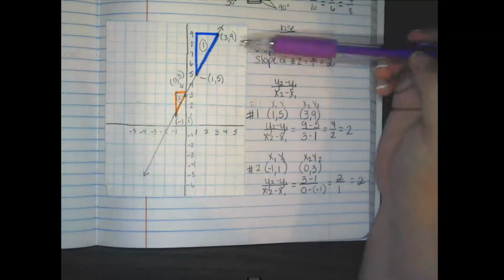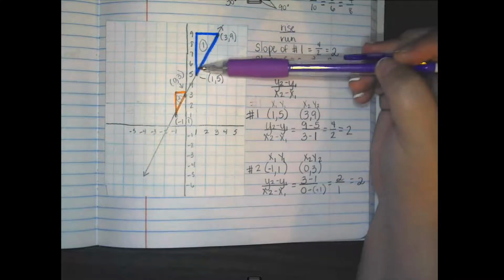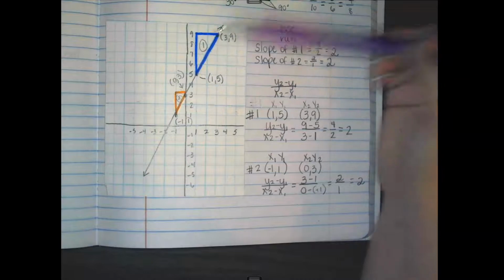And we're not going to take a look at that part, but I can see that this is 2 over 1, 2, 3, 4. 2 over 4, which is 1/2. And this is 1 over 2, which is 1/2.